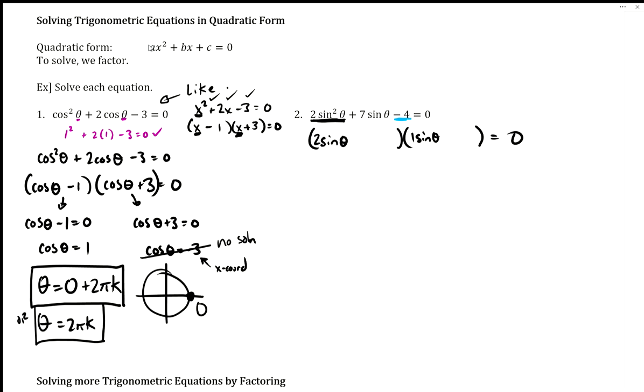All right, so I'm looking at this -4 and I'm thinking, all right, I know I need a positive and a negative to make a -4 when multiplied. My options for -4 are 1 and 4 and 2 and 2. All right, well, I also need to make sure it does add up to +7 eventually.